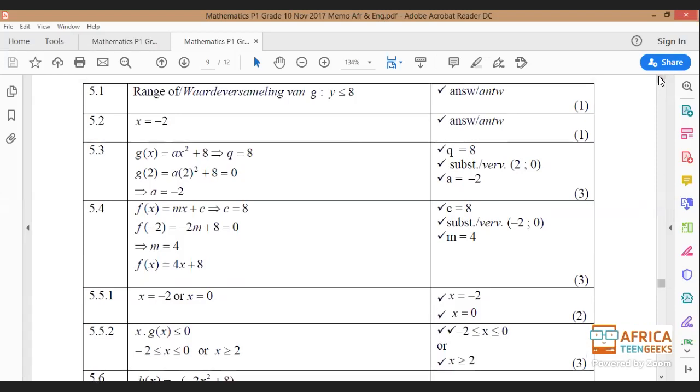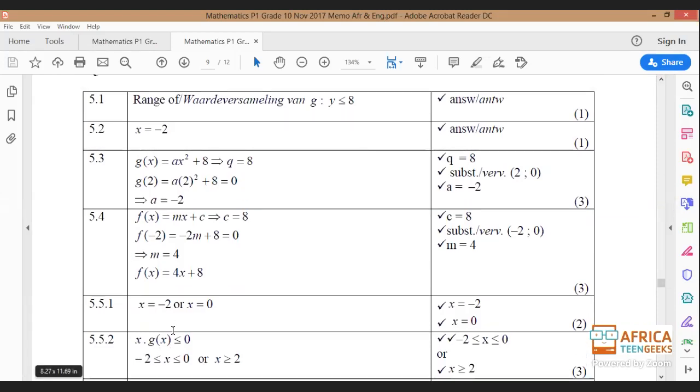Basically, you must multiply x with your g of x. What is your g of x? Your g of x is your parabola, so it's negative 2x squared plus 8. It must be less than or equal to 0. So this is your inequality, and this is your solution: x must be less than or equal to negative 2, or x must be greater than or equal to 2, or x can also be 0.